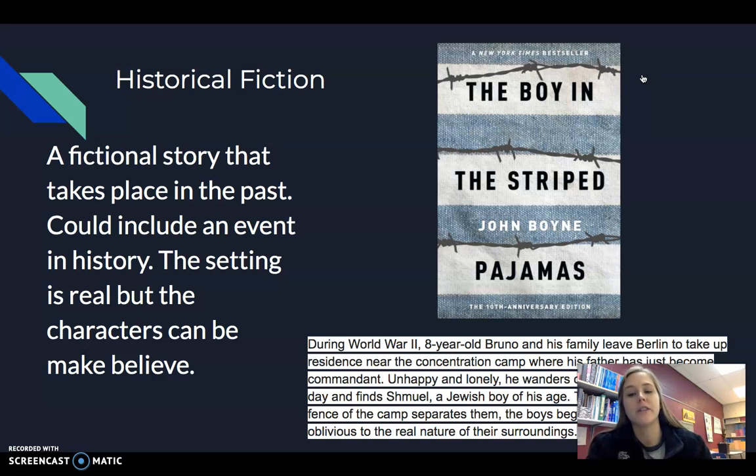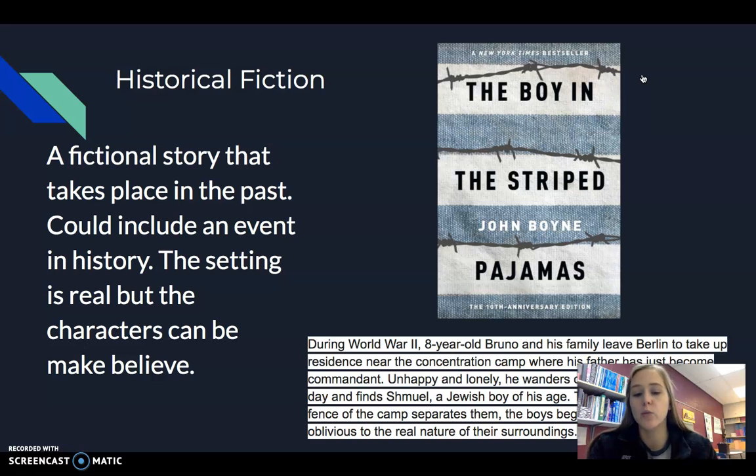Historical fiction is a fictional story that takes place in the past, and it could include an event in history. So with historical fiction, fiction means the story is made up, so it did not really happen. But with historical fiction, we're usually focused on a true historical event in a real place, but the characters are make-believe. So the characters, the people in the story are not real, even though the historical event is. So let's look at an example of that. The Boy in the Striped Pajamas is a book that I know some of you all have read this year, and it is historical fiction.